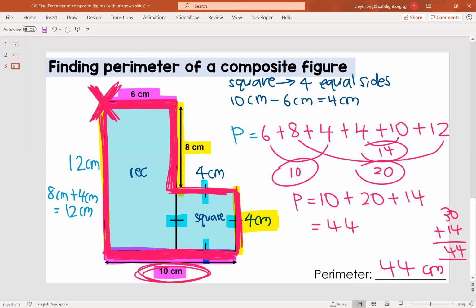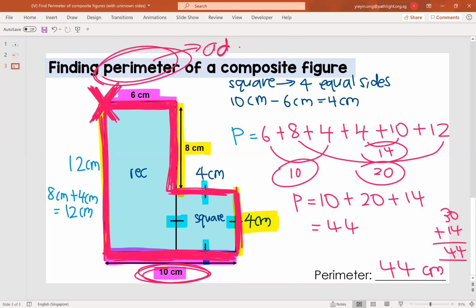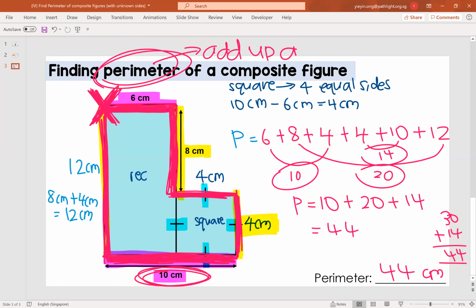Okay? So now, very importantly, you have to remember that you have to label all the unknown sides of a composite figure. That is step 1. Find all the unknown sides. Then step 2, find the perimeter. For perimeter, you have to add up all sides. Very, very important.